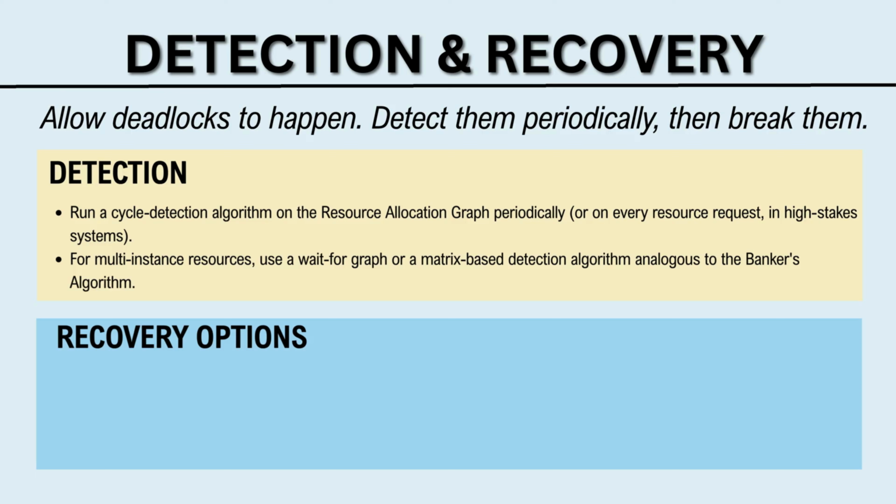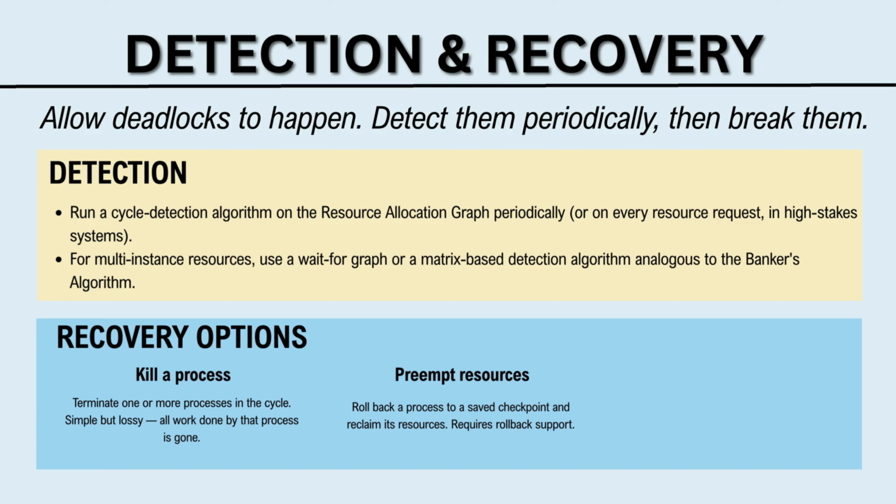Once a deadlock is detected, you need to break it. The options are: kill a process, terminating one or more processes in the cycle, simple but lossy, since all work done by that process is gone. Or preempt resources, rolling back a process to a saved checkpoint and reclaiming its resources. This requires rollback support, which adds complexity.